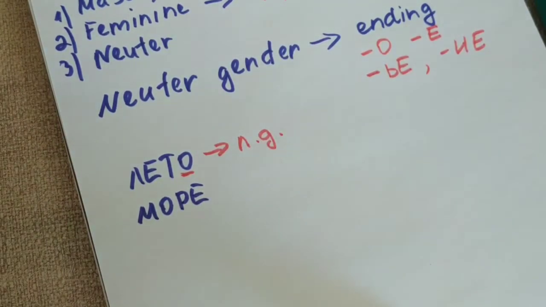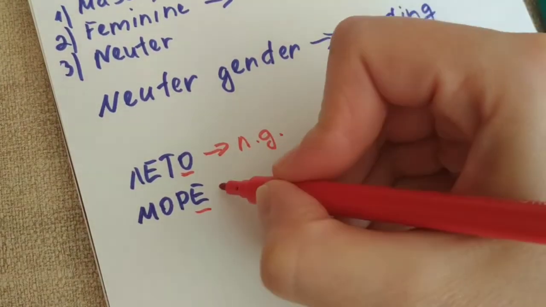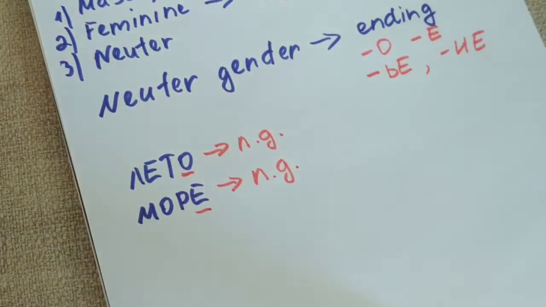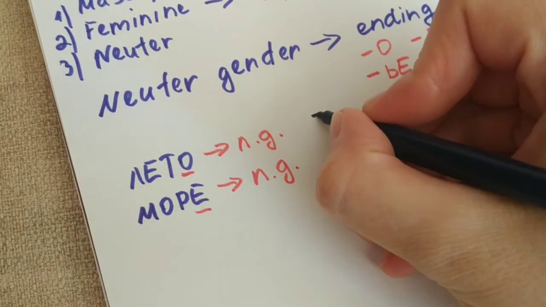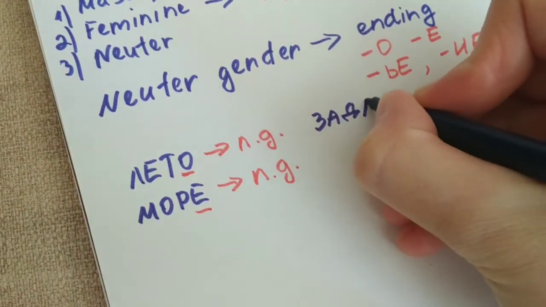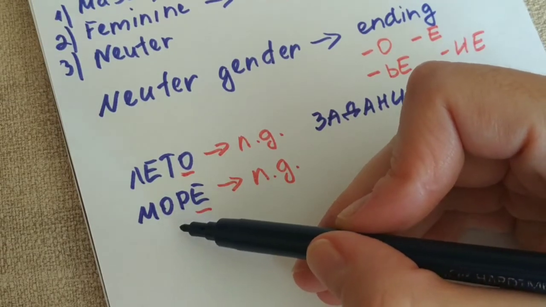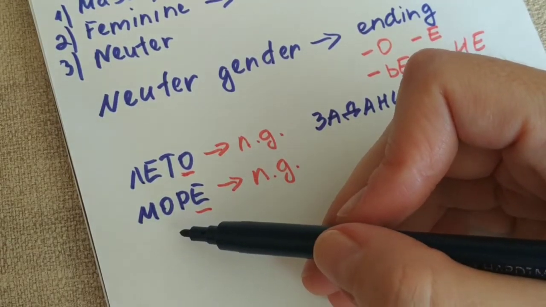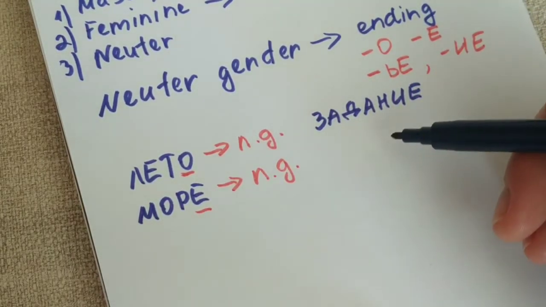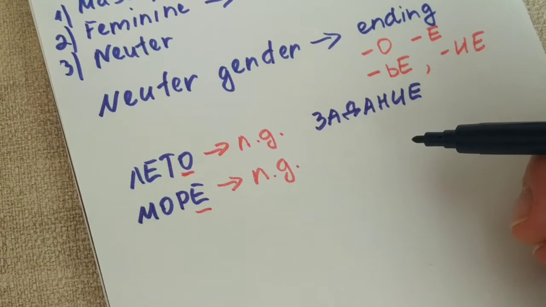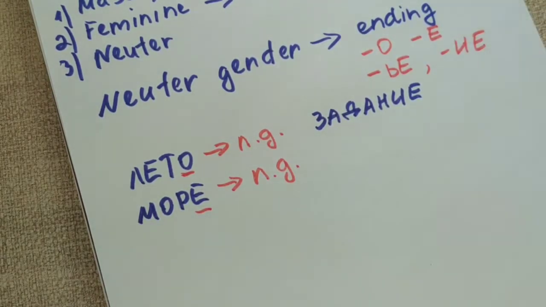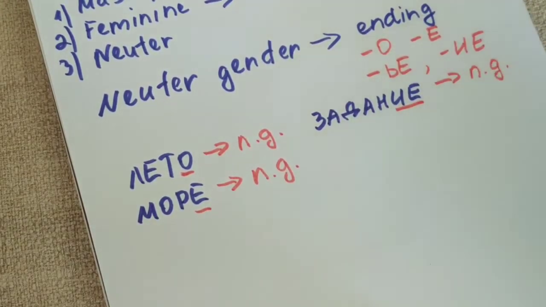So let's see another example, which is this one. Море. Again, it's ending in the vowel ye, so it is of the neuter gender. Okay, let's take another example, this one. It's a little longer one. So море means sea, like part of the ocean sea. Next we have задание. This one is ending in the combination iye, so it is of the neuter gender as well. Задание means task.